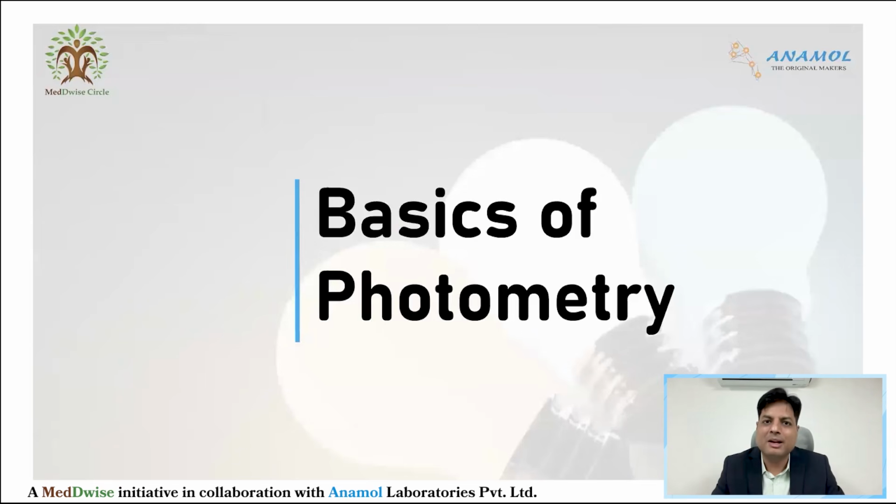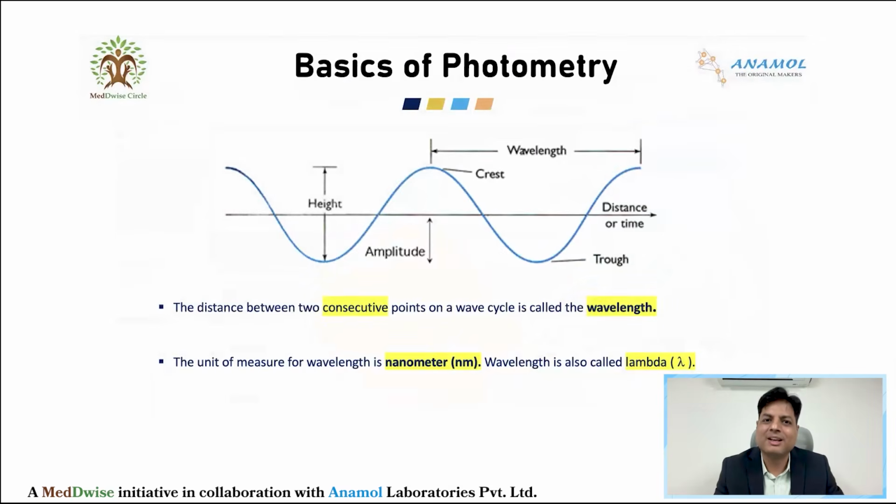Before we start Beer Lambert's law, in 1 or 2 minutes, we will quickly recap what we understood in our previous lecture. In the previous lecture, we understood what is light, how light travels from point A to point B in the form of a wave, and what is the meaning of wavelength. We also understood that the wavelength of light is measured in nanometers, and it is denoted by the letter lambda.